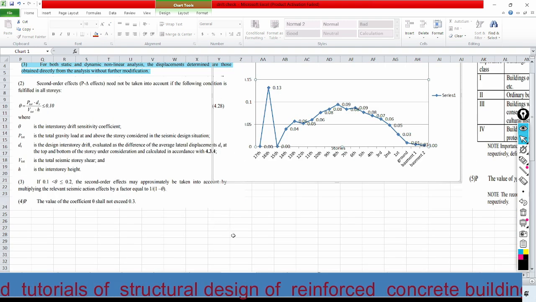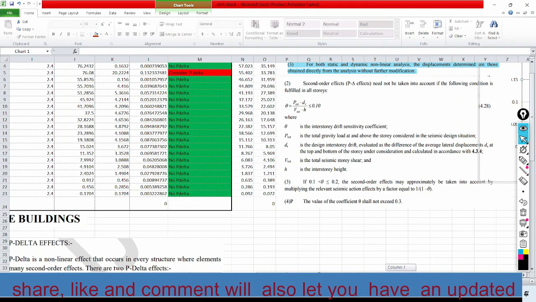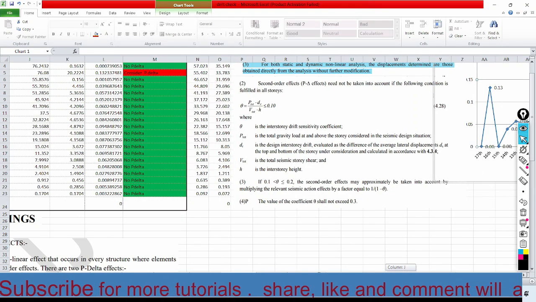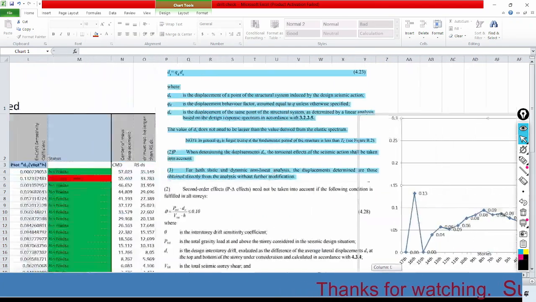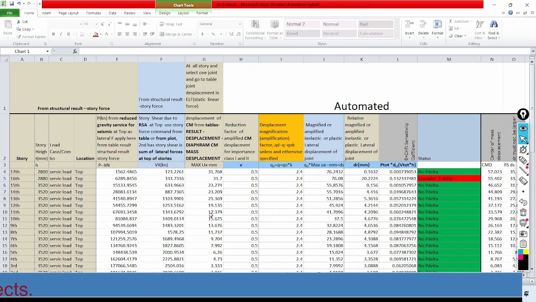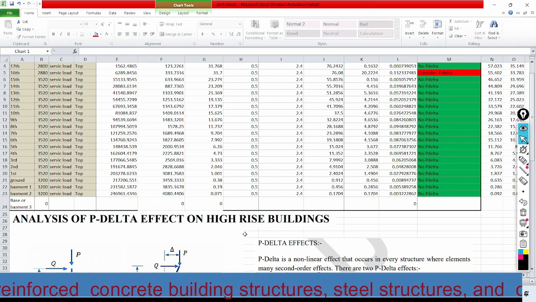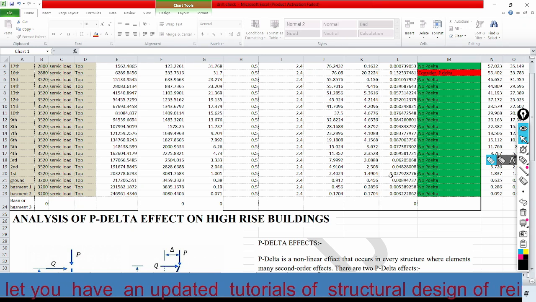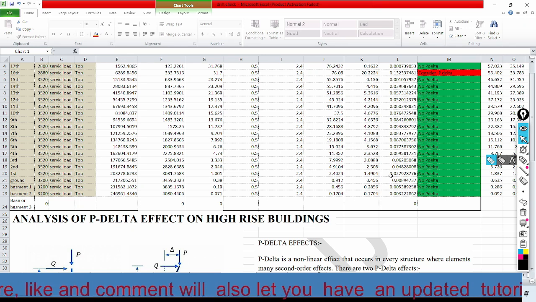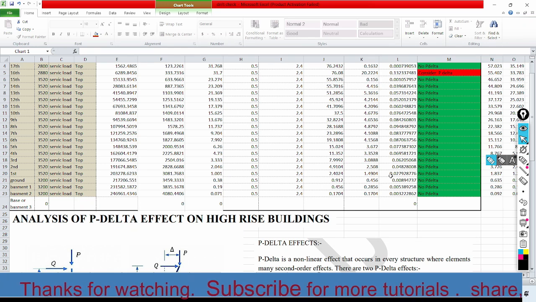Okay, this is all about today's tutorial, which is tutorial part 17, focusing on the P delta analysis. So in the next tutorial, which is tutorial part 18, we will see the design parts of this story building. That means the design of columns, the design of beams, the design of the shear walls, and the design of the slabs.